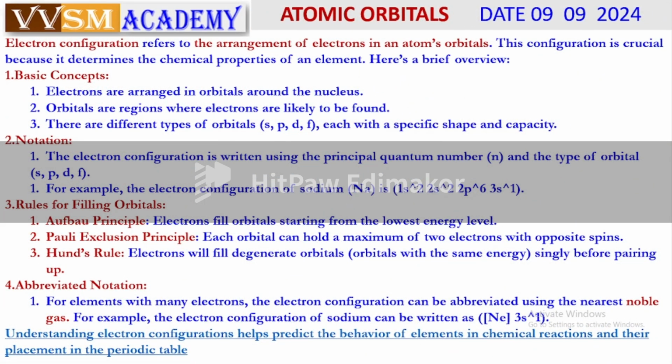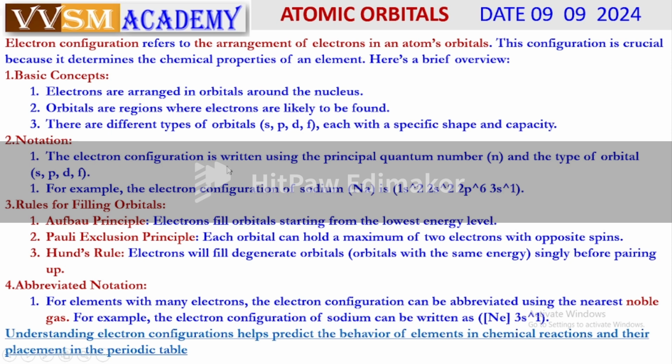This electron configuration refers to the arrangement of electrons in an atom's orbitals. Configuration is crucial because it determines the chemical properties of an element. Basic concepts. Number 1, electrons are arranged in orbitals around the nucleus. Orbitals are regions where electrons are likely to be found. There are different types of orbitals, that is s, p, d, f, each with a specific shape and capacity.